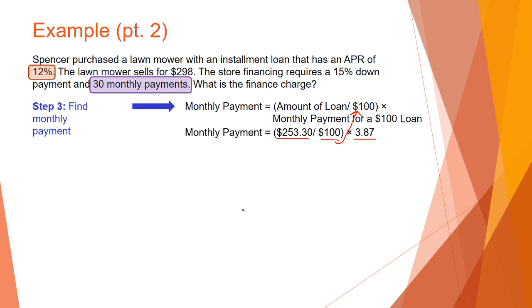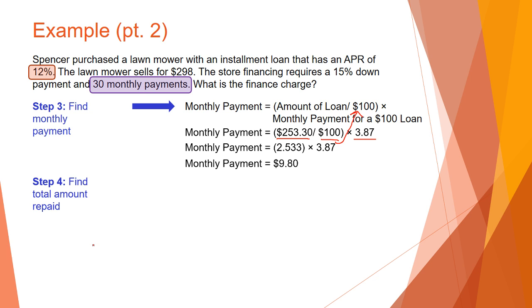So let's go ahead and find the monthly payment. We're going to use PEMDAS. Do what's inside the parenthesis first. So divide the two numbers, we get 2.533, multiply by 3.87, giving us the monthly payment of $9.80. So for the next 30 months, we have to pay $9.80 for this lawn mower. We're not done though, because the question is asking for the finance charge.